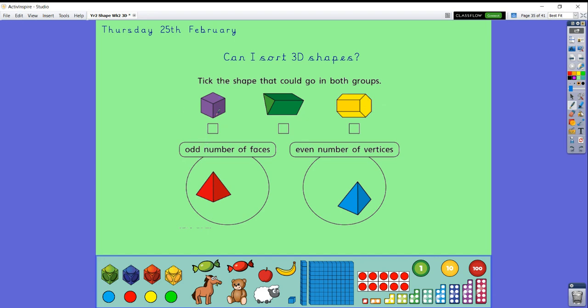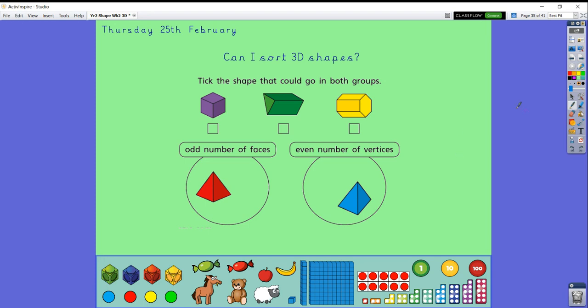Okay, so let's remind ourselves: we have got a cube, a triangular prism because it's got a triangle on each end, and a hexagonal prism. Here's a hexagon and there's a hexagon hiding on this end as well. So which shape can go in both groups? It has an odd number of faces and an even number of vertices.